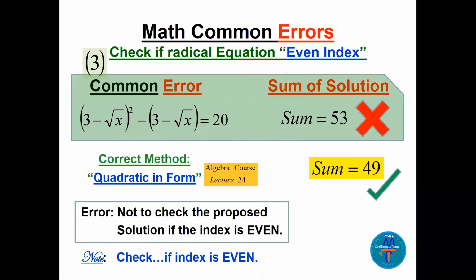Now, if you look at number 3 here, we see that this equation is quadratic in form. You can see algebra course lecture 24. If you need to find the solution, you know the method: let n equal 3 minus square root of x, etc. Factor it. If you try to find the sum of the solutions and you get 53, that's wrong, because one solution is rejected and the other is accepted. So only 49 is the correct solution. The idea here is you have to check, because we have something inside a square root, the index is even, and you square both sides. So you have to check.